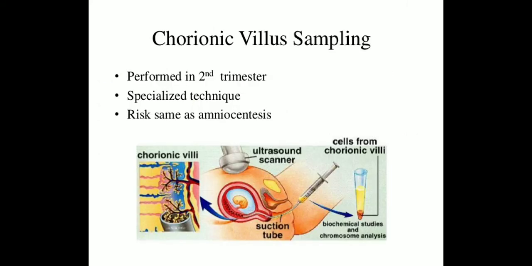Next is chorionic villus sampling. It is also performed in the second trimester, and it is a specialized technique. It should be done only by the obstetrician, and the risk is the same as amniocentesis, as it may lead to miscarriage. Here the needle is inserted into the chorionic membrane, and a little amount of villus is extracted for examination.